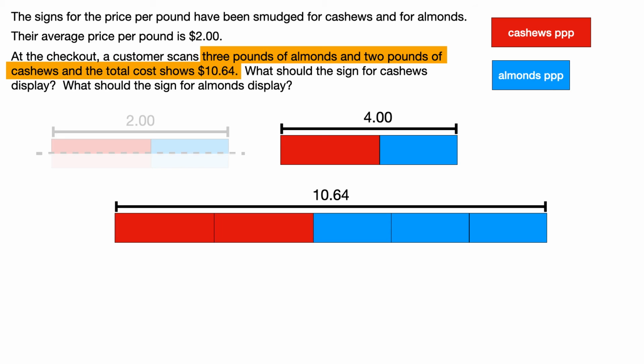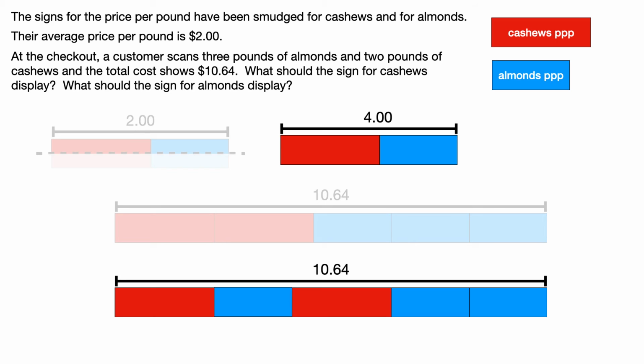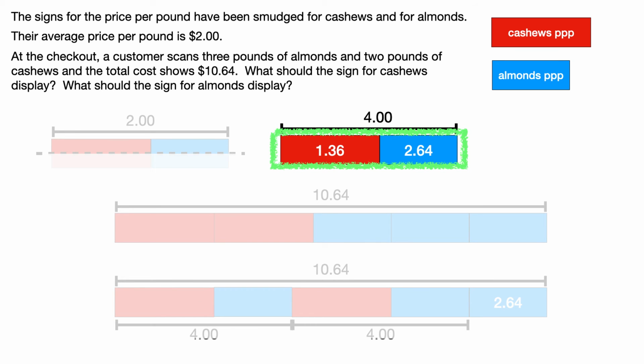We show how 3 blue bars and 2 red bars are commensurate with $10.64. And if we rearrange the bars, it helps us to see 2 iterations of that $4 demarcation. And that means that the blue bar has to have a value of $2.64, meaning that the almonds are $2.64 per pound and the cashews are $1.36 per pound.